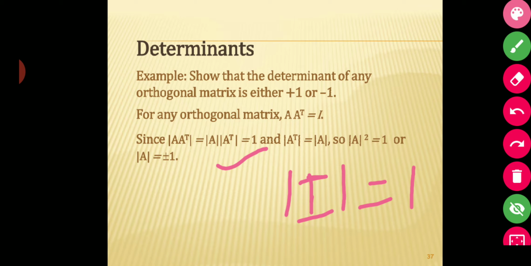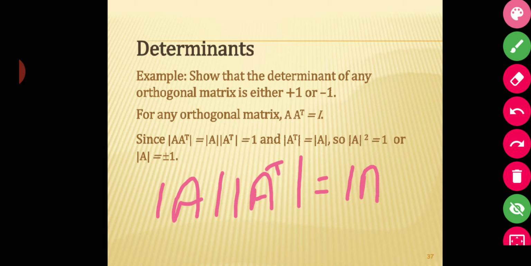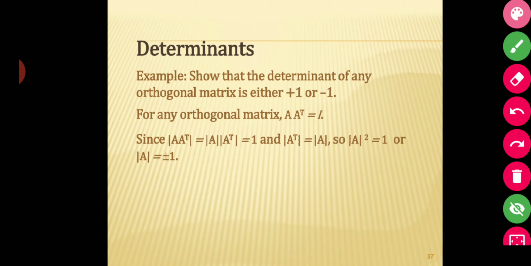Then you also know the determinants of matrix A and its transpose matrix are always equal. Then determinant of A into determinant of A, that is determinant of A square, equals 1. Then determinant of A equals plus or minus 1. Thus you can prove that the determinant value of an orthogonal matrix is always plus 1 or minus 1.